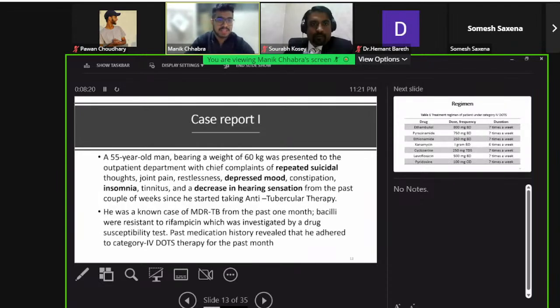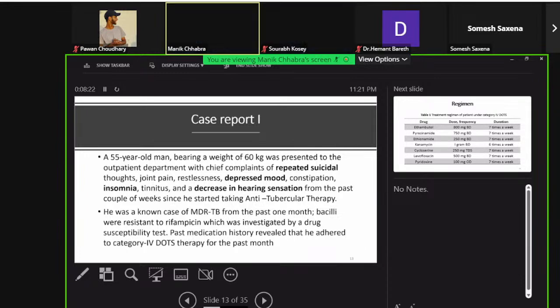So here comes our main case report. As this session is mainly a workshop session, I'll be discussing a real-time case now. A 55-year-old man weighing 60 kg presented to the outpatient department with chief complaints of repeated suicidal thoughts, joint pain, restlessness, depressed mood, constipation, insomnia, tinnitus, and decrease in hearing sensation from the past couple of weeks. He had started taking anti-tubercular therapy.